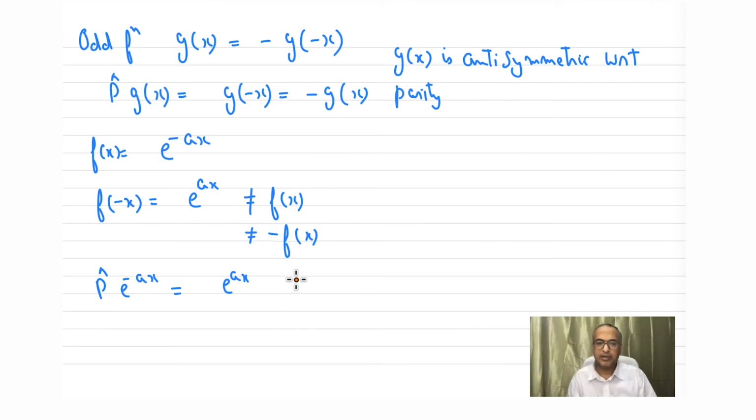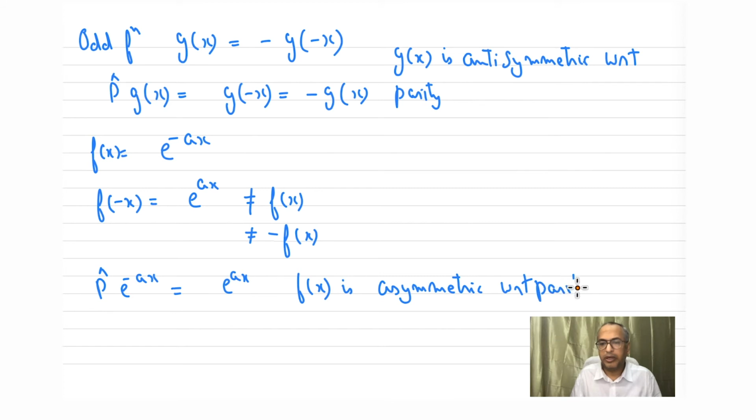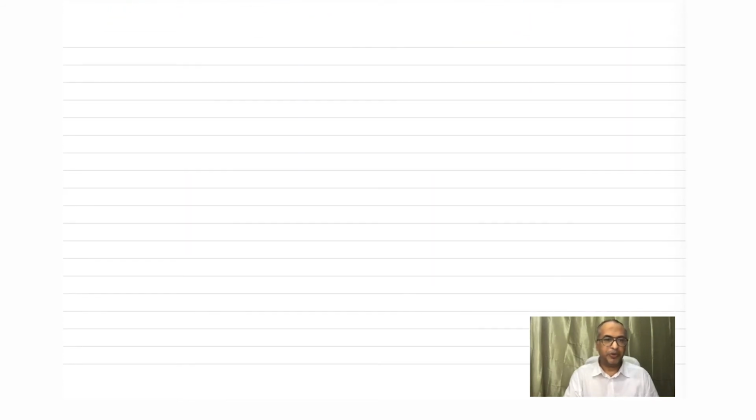So we can say that this particular function is asymmetric with respect to parity. This should be clear, right? This should be easy to grasp. Okay, so now let's come back to the first condition. The first condition in the corollary says the operator commutes with parity.